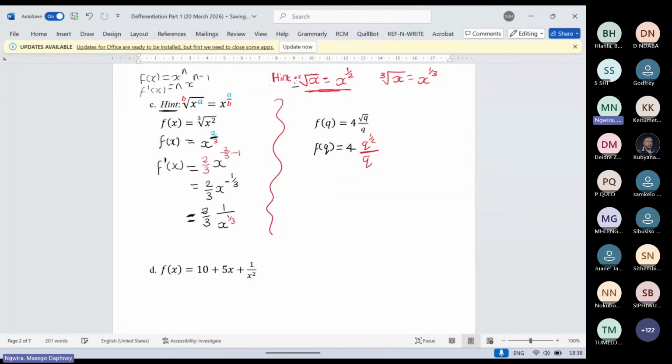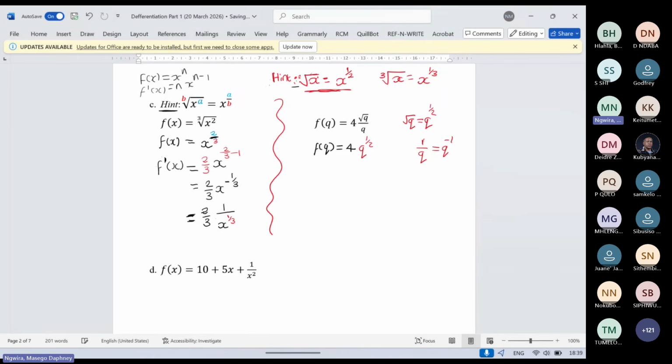I changed the q root. Let me write it here so that it doesn't waste our time. The square root of q will be q to the power of 1/2. So here I am going to have q to the power of 1/2. And then now we have this q at the bottom. If you want to take the q at the bottom to the top, because we need to differentiate, so if I have something over q and I want to take the q to the top, this will be q to the power of -1.